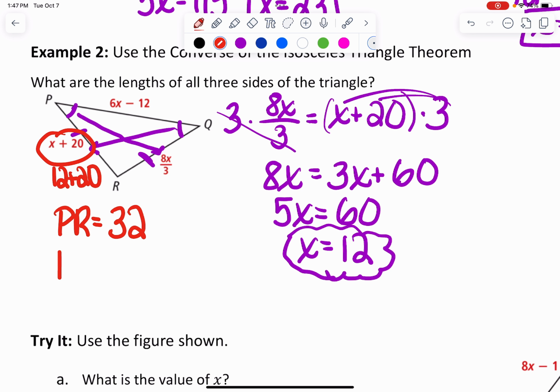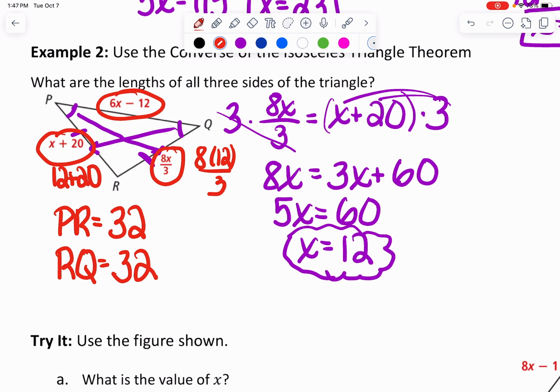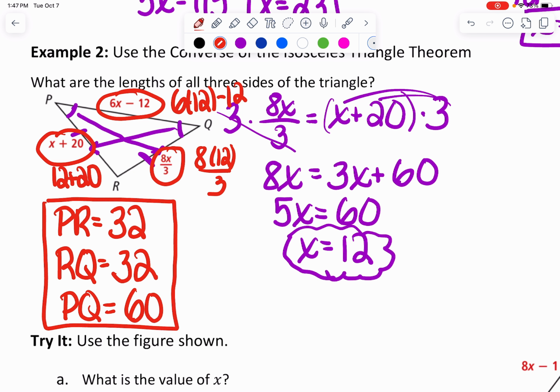Then I would do RQ. So it'd be this length over here. So it'd be 8 times 12 divided by 3, which would also be 32. That makes sense because we said those were equal. And then finally for PQ, the last one, it would be 6 times 12 minus 12, which would be 60. And so those are my 3 side lengths.